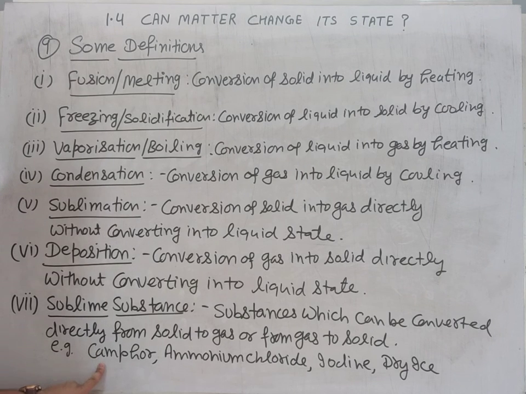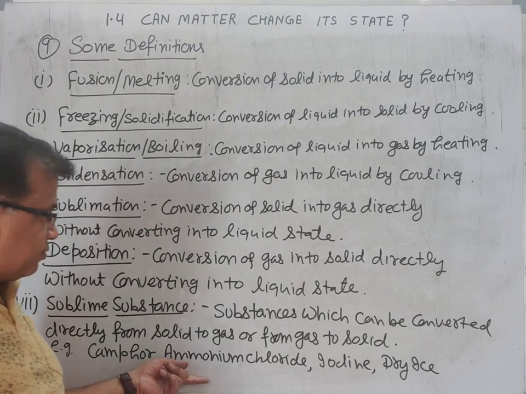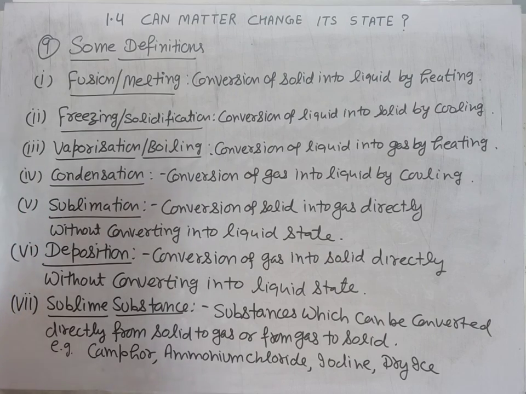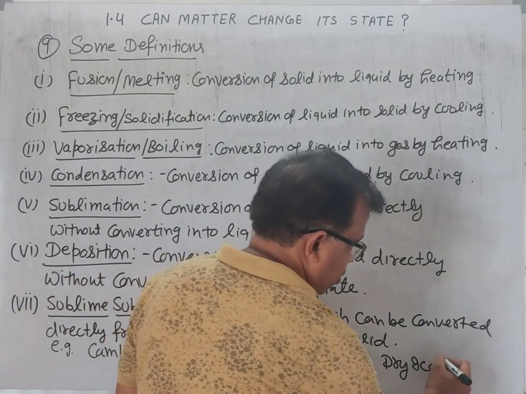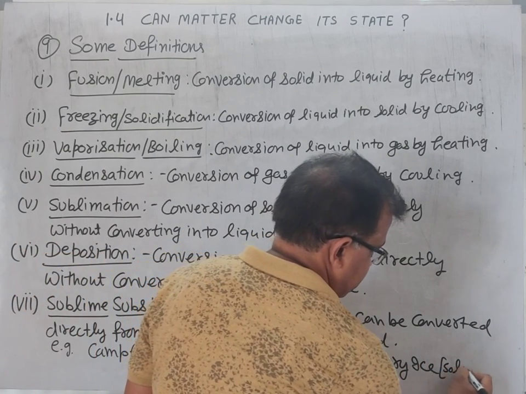Camphor you have seen, which is used in worship, is directly converted into gas. So camphor is an example of a substance of sublimation as well as deposition, because solid camphor can convert into gas of camphor and gaseous camphor can be converted into solid camphor. Same is with ammonium chloride. Dry ice is, as I told, solid carbon dioxide.